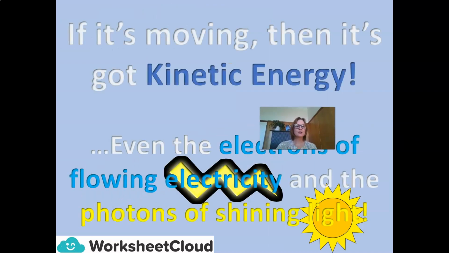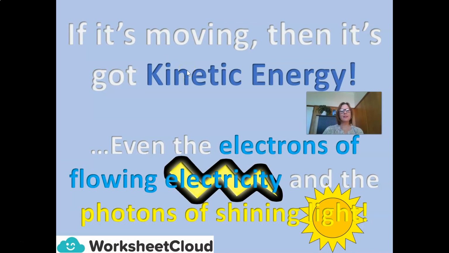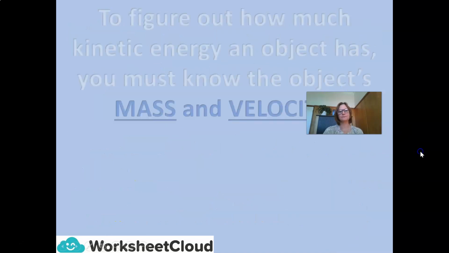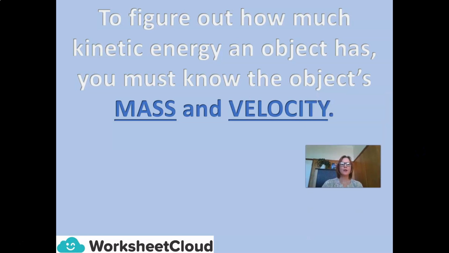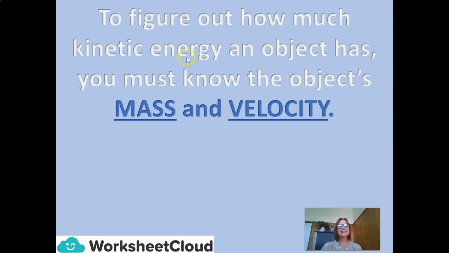So if it's moving, then it's got kinetic energy. Even the electrons flowing as electricity, and the photons of shining light have kinetic energy. So, to figure out how much kinetic energy an object has, you must know the object's mass and its velocity. Velocity would be the speed at which it's traveling.